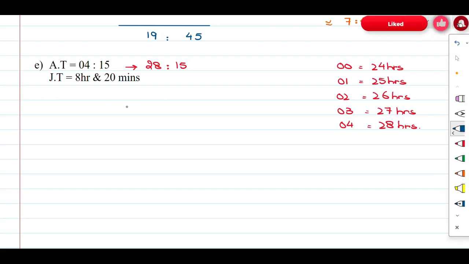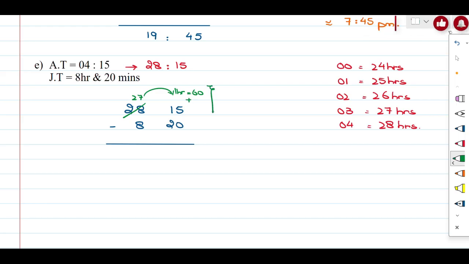Okay, now let me do the subtraction to get the departure time. So the arrival time is 28:15. We need to subtract 8 hours and 20 minutes to get the departure time. All right. Now from 15 we cannot subtract 20 again. We need to borrow 1 hour from here. 27 hours are left, and give 1 hour to the minutes, which is 60 minutes. So 60 plus 15 is 75. From 75 minutes you have to subtract 20.